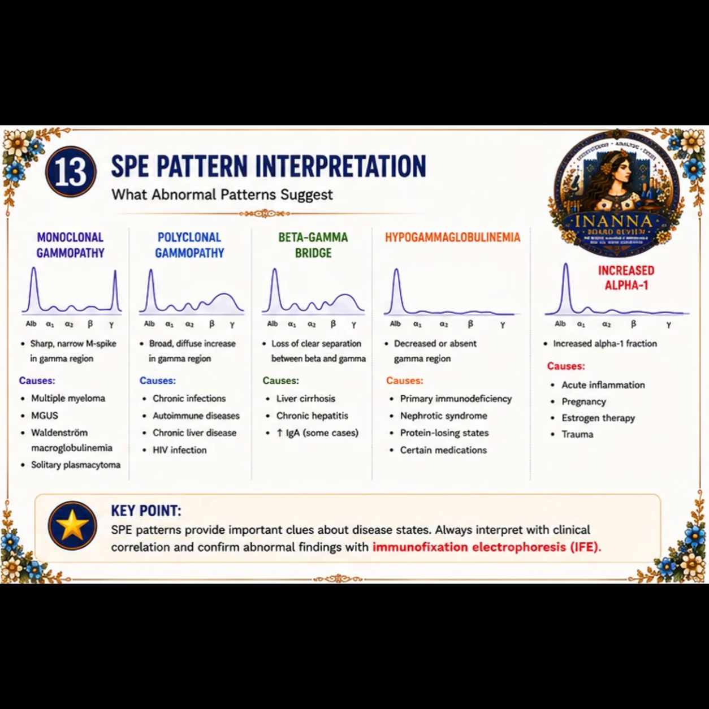Final SPE pattern interpretation. The clinical value of SPE comes from recognizing abnormal patterns and connecting them to disease. A monoclonal spike suggests plasma cell disorders. A polyclonal increase suggests chronic immune stimulation. A beta-gamma bridge suggests chronic liver disease. Hypogammaglobulinemia suggests immunodeficiency or protein loss. Always correlate SPE findings with the patient's history, other laboratory results, and confirmatory testing such as immunofixation.